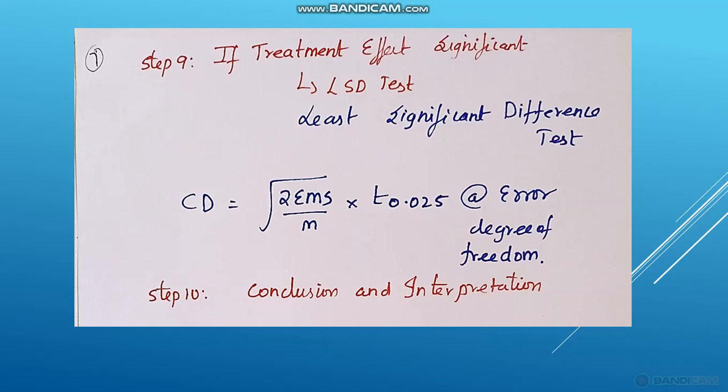That is the LSD test. The formula is CD equal to square root of 2 into EMS divided by m, into t 0.025 at error degree of freedom. CD means critical difference. We will find the CD if the treatment effect is significant. If the treatment effect is not significant, then we will not go for CD.